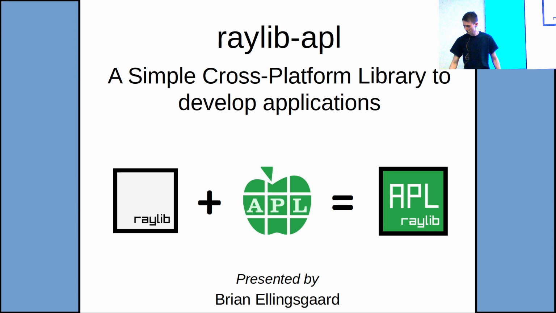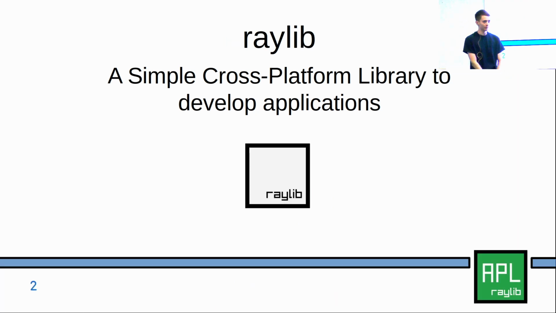Now, Raylib is the same thing as raylib-apl, because all raylib-apl does is call functions in Raylib. It has over 200 functions for a variety of things, and it's made in C. It was made by Ramon Santamaria, who's from Spain. Its original design was to teach games programming, but it has grown to a lot more over the 10 years it's existed.